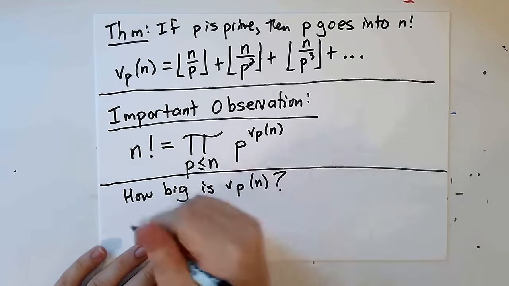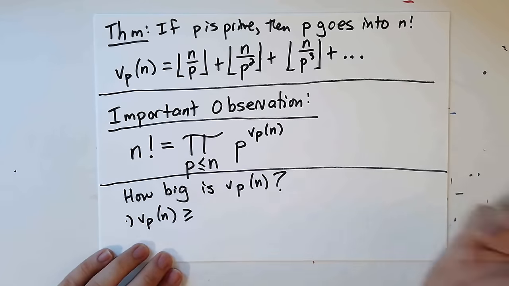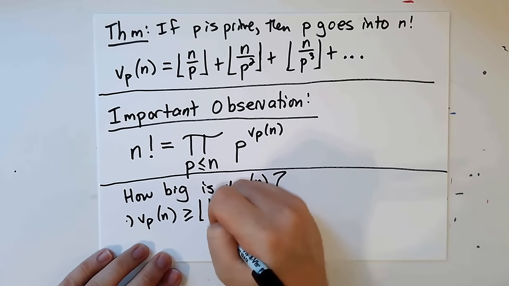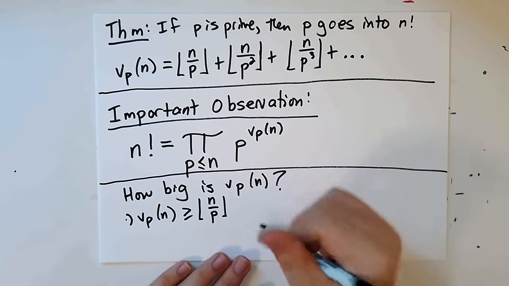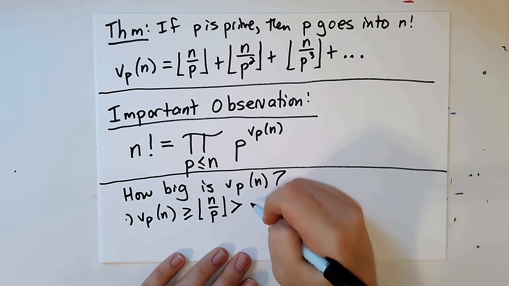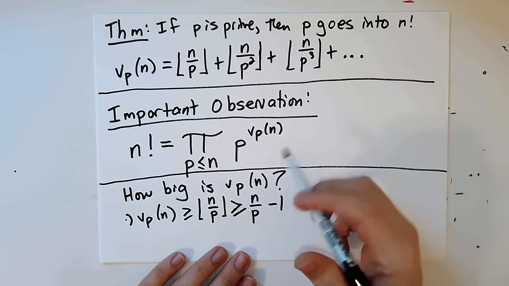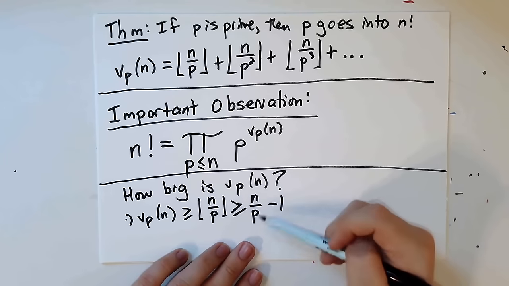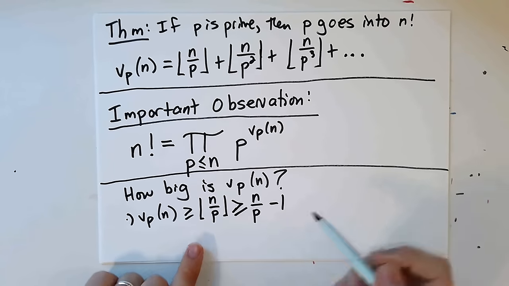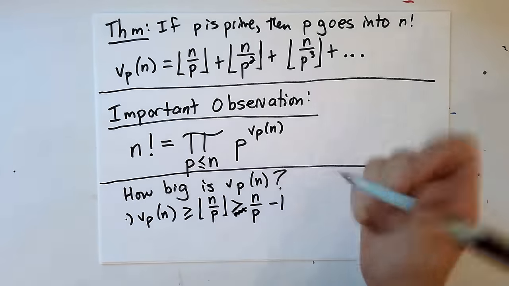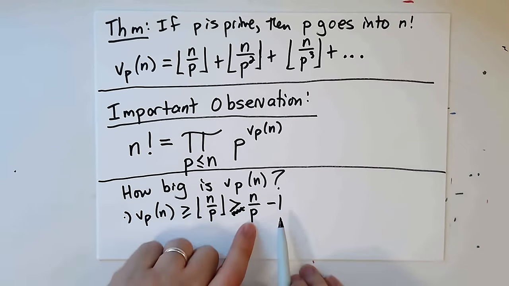Well, on the one hand, how small can v_p(n) be? Well, v_p(n) is at least as big as the floor of n over p, which is certainly at least as big as n over p minus 1. Because if this thing is an integer, then it's just n over p. Otherwise, if it's really close to the next integer, like something that ends in 0.99, then we end up knocking off almost a whole 1. So in fact it's strictly bigger, but we're not going to worry about this too much. So this thing is at least as big as n over p minus 1.